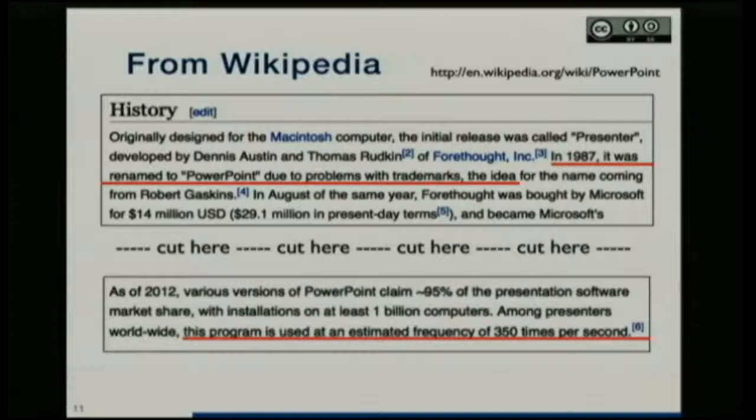So again, here is from Wikipedia. Please recognize this colored line. In 1987, it was renamed PowerPoint due to a problem with a trademark. This is an old software. But the next one says this program PowerPoint is used at an estimated frequency of 350 times per second. I don't know whether this number is true or not, but a lot of people use PowerPoint these days. By the way, if we show a Wikipedia page in a PowerPoint slide, we have to copy the web page snapshot and cut it and paste the snippets like this, right? So here are snippets from Wikipedia.